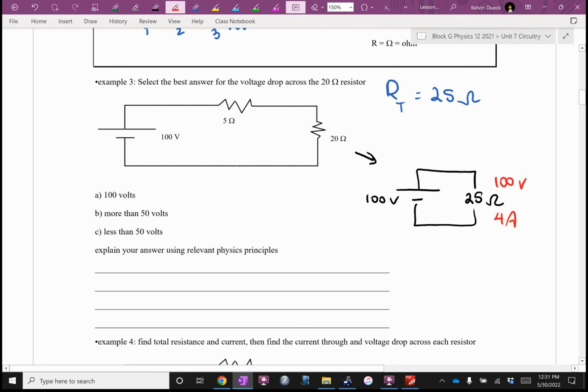So you ready, Paige? Look up. How many amps right here? How many amps leaving the battery? This question's going to fall apart. Because how many amps right here? 4. How many amps up here?